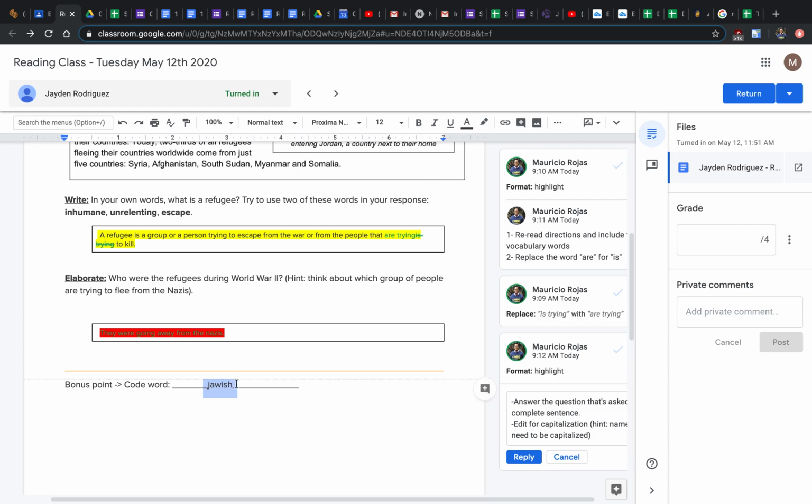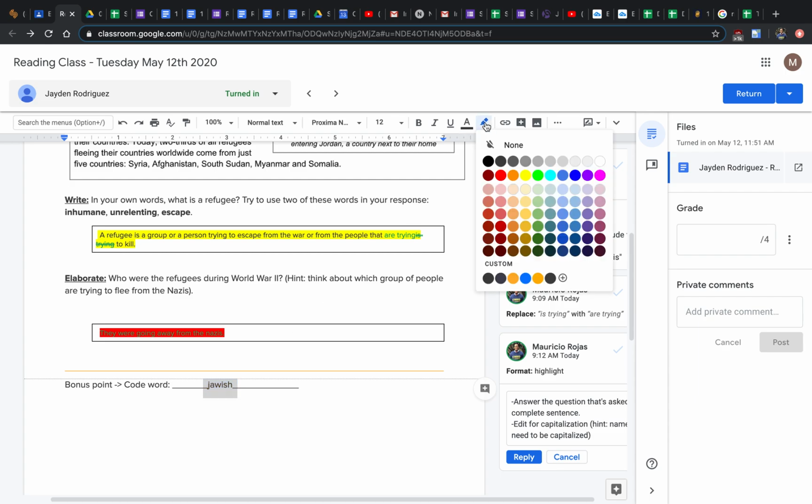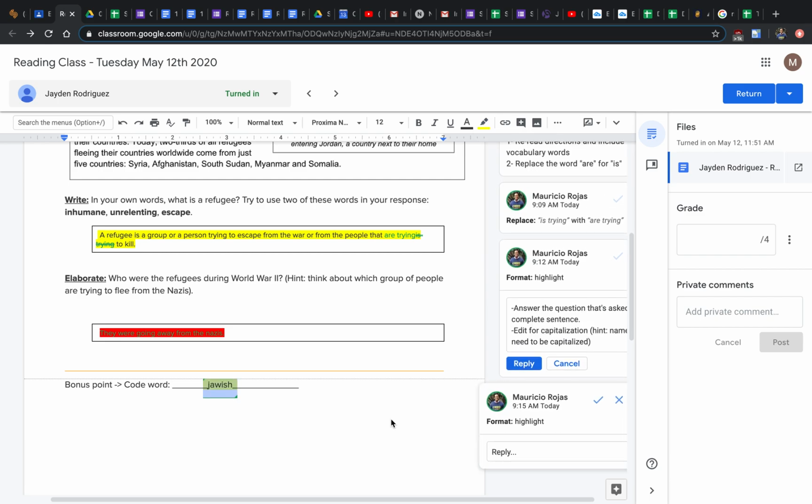So he included the correct answer, which is Jewish. However, it's not spelled correctly. He wrote Jawish. So what color would I code this? Yellow, red, or green? So it's the correct answer, but it needs some editing. So I would code it yellow. And I'd write edit for spelling.